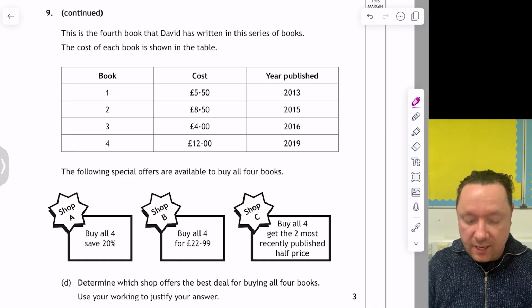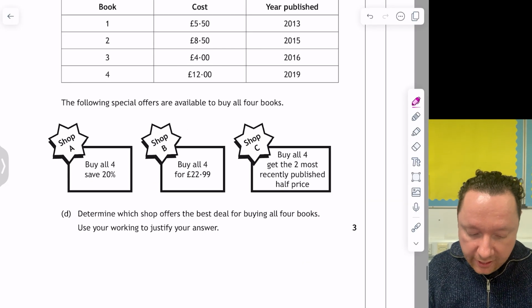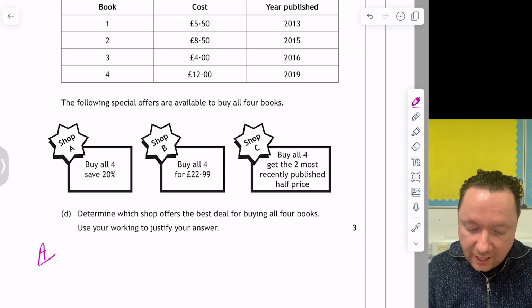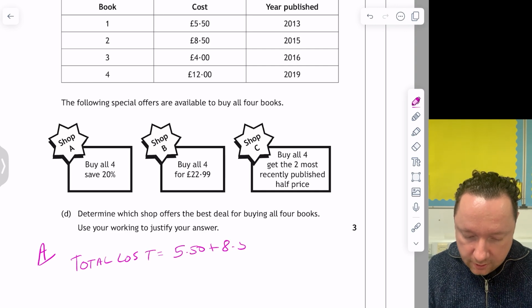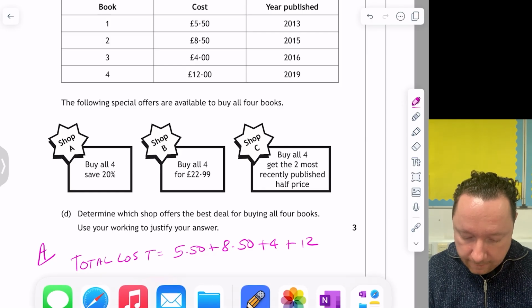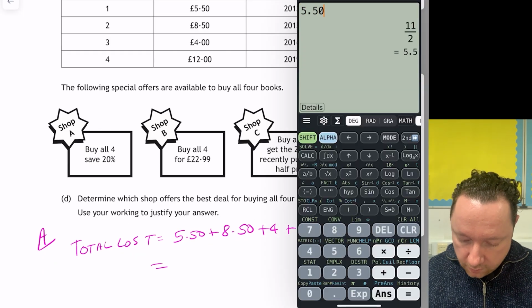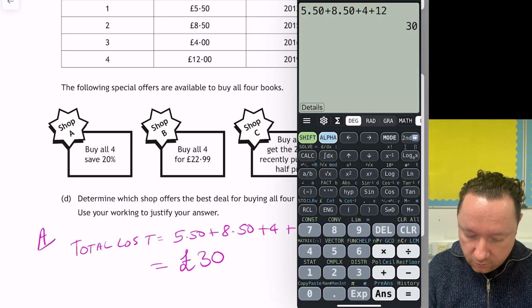So this is the best deal or best buy question. So we need to work out the price for all 3 shops, but B is already given to us. So part A, Shop A will do first. So for Shop A, buy all 4, save 20%. So I need to add up all 4. So total cost, let's just write the sum: £5.50, £8.50, £4 and £12. Use a calculator because we're on a calculator paper. £5.50 plus £8.50 plus 4 plus 12 gives me £30.